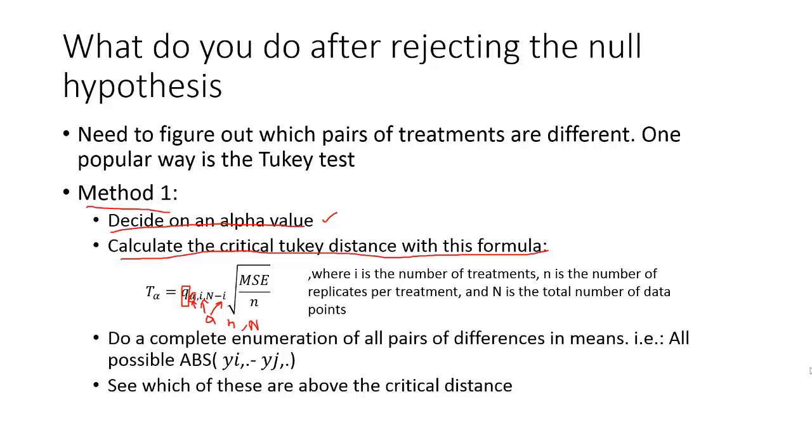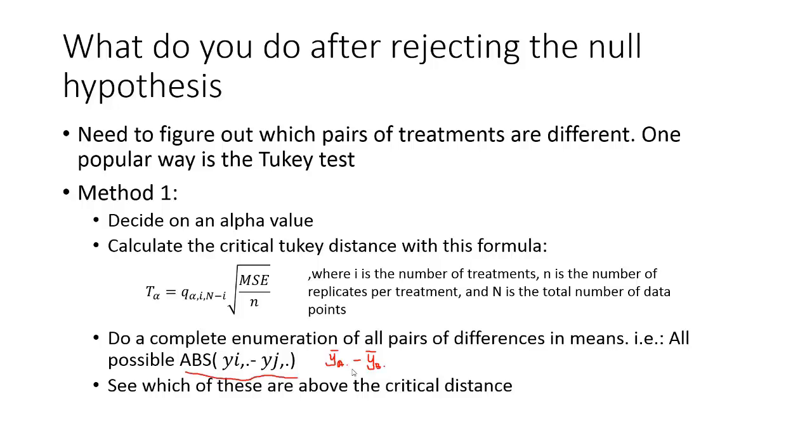Okay, so we do that, and we use that mean squared error formula out here, and we calculate something called a critical distance. Then you do a very simple thing, which is a complete enumeration of all pairs. This is the mathematical way of showing it, but essentially, let's calculate y bar A dot, and similarly y bar B dot, y bar C dot, and look at the difference between each pair of y bar I dots, where the two I's are not the same.